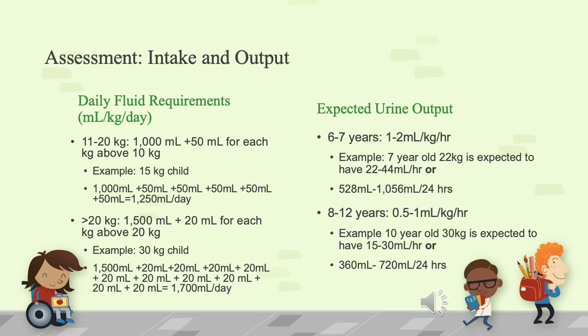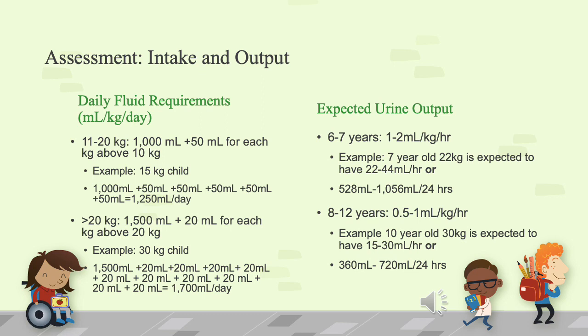If the child is greater than 20 kilos, their daily fluid requirement would start off with 1,500 mLs, and then you would add 20 mLs for each kilo above that 20. So an example is if the child is 30 kilos, you start off with 1,500 ml because they weigh more than 20 kilos, and then you add 20 mLs for the next 10 kilos. This would total 1,700 mLs per day. Finding out their daily fluid requirements is especially important when you're calculating maintenance IV fluid rates.